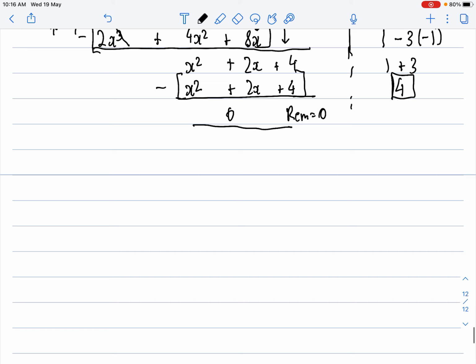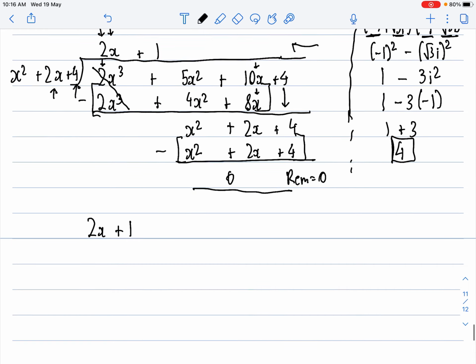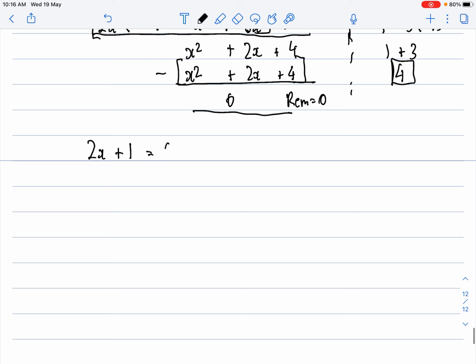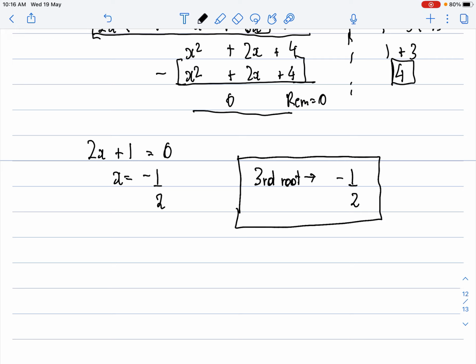Got it? So I know this is basically 2x plus 1 is equal to 0, correct? So I know my x is equal to minus 1 over 2. So I can say my third root is simply minus 1 over 2, which is a real root.